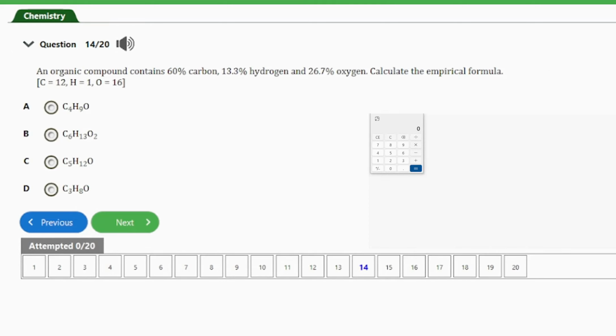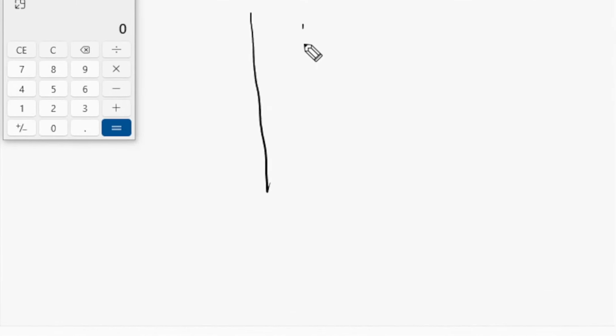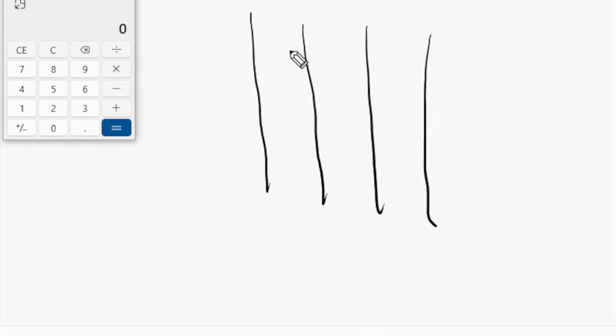So let's quickly go ahead and check out the next question. That's question number 14. It says an organic compound contains 60% carbon, 13.3% hydrogen, and 26.7% oxygen. Calculate the empirical formula. So guys, for this, let's quickly zoom into our workspace. We are going to make a table here in order to easily calculate for this. So we'll call this carbon, we'll call this hydrogen, and we'll call this oxygen.